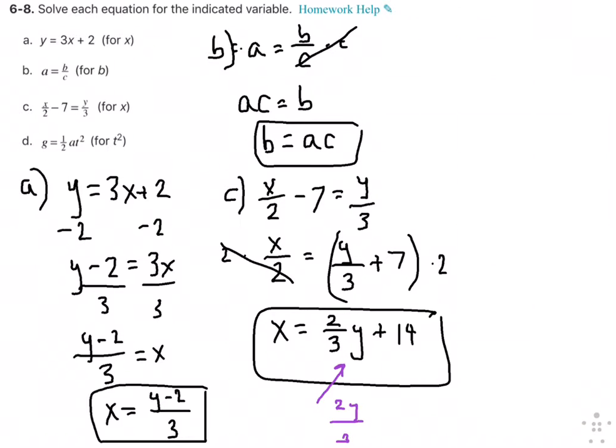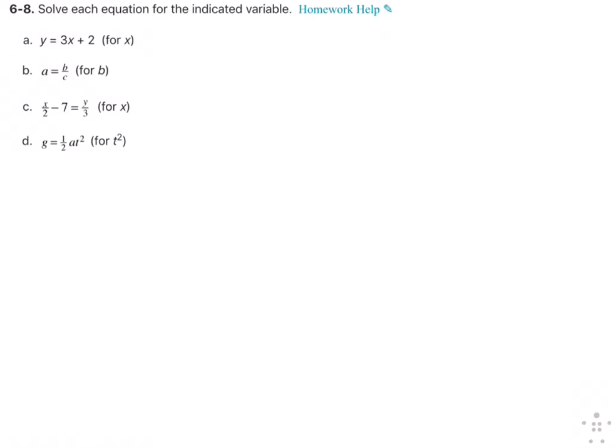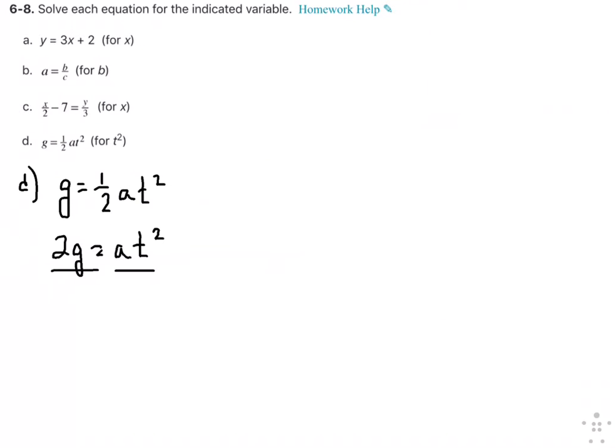Okay, and D, let's make some room. For D, we have g equals 1/2 a t squared. And this is interesting. They want us to solve it for t squared. So I can multiply both sides by 2 and get 2g equals 2 times 1/2 is 1, equals a t squared. And then divide both sides by a and get 2g over a equals t squared. And we would write it as t squared equals 2g over a.